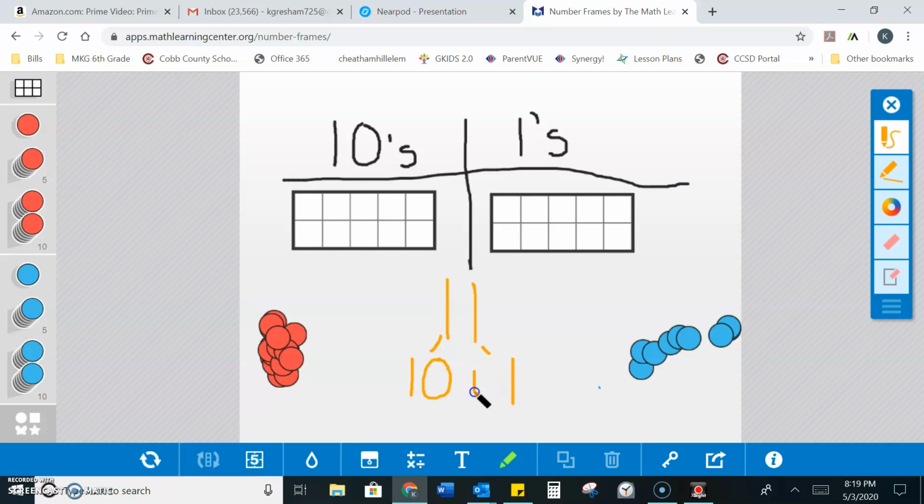So if I have one group of 10 plus one extra 1, that equals 11. And this is what it would look like. It would be one group of 10 and one extra 1.